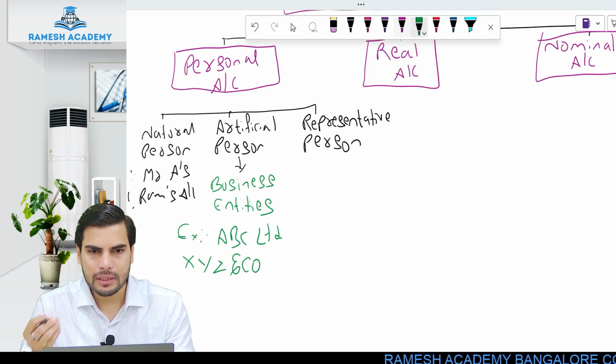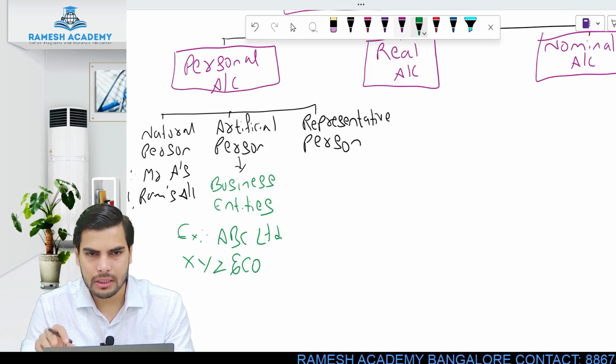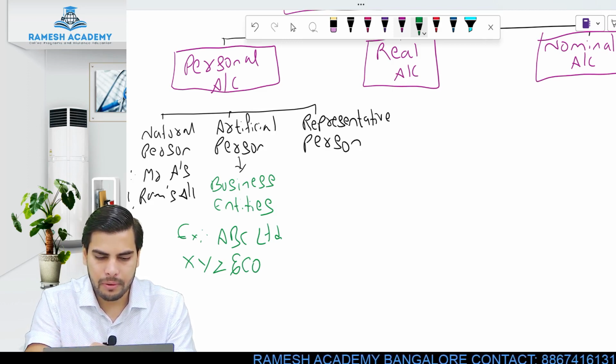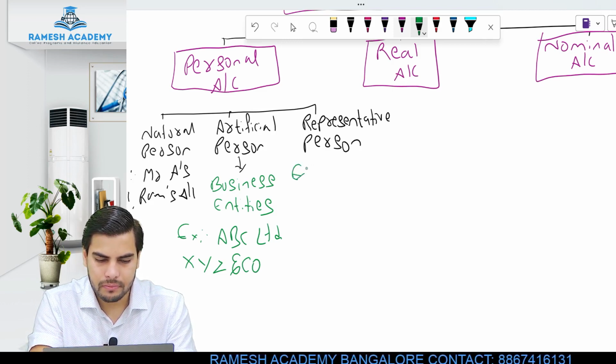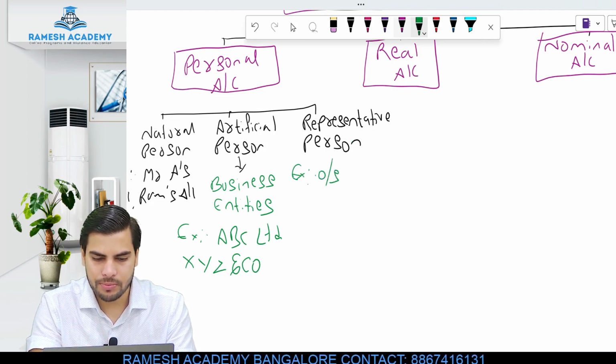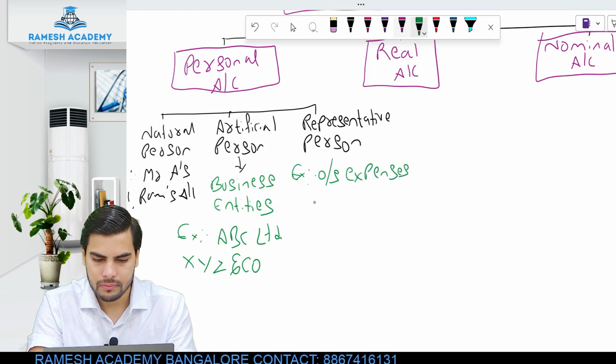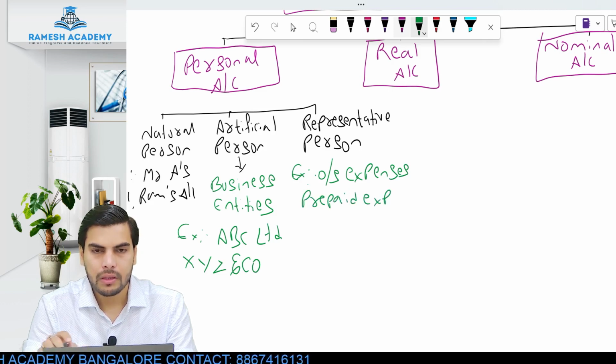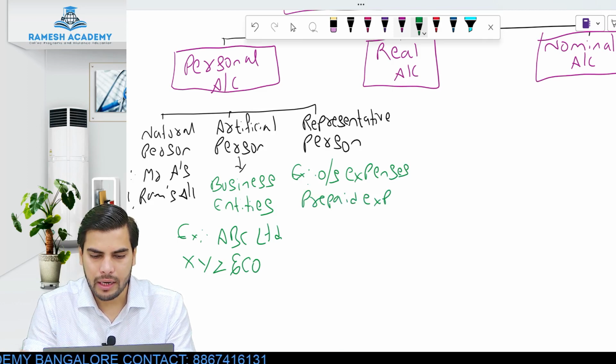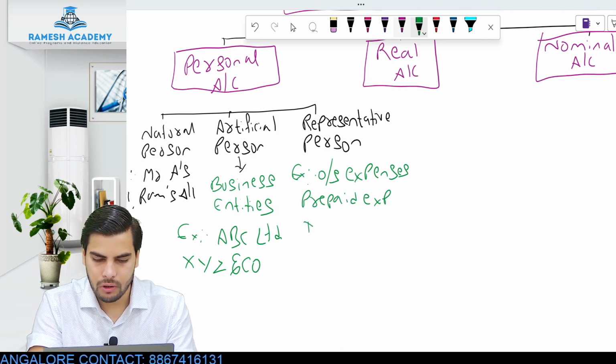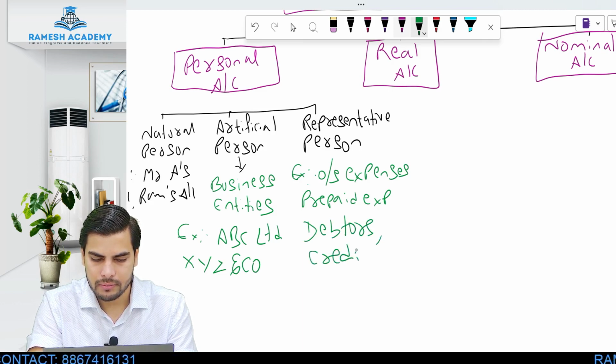Now, representative personal account. When I say representative, obviously it should be representing somebody, right? Correct? Or it should be representing some group. Now, example for this would be outstanding expenses. Any outstanding expenses or prepaid expenses. This would be treated as your representative person. Or debtors, creditors.